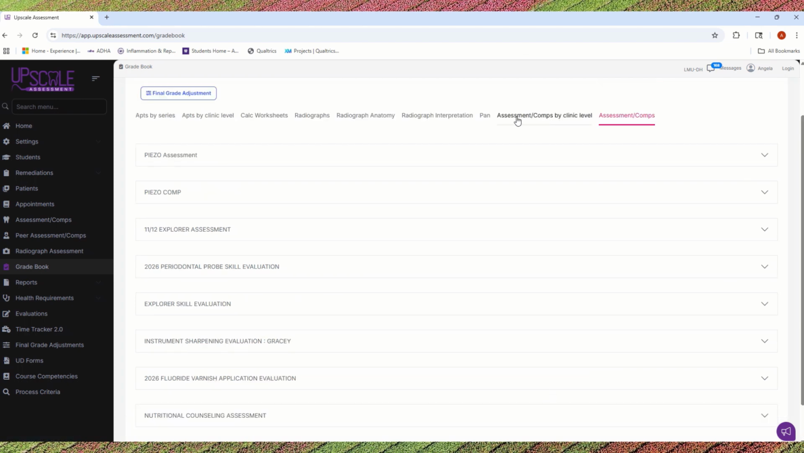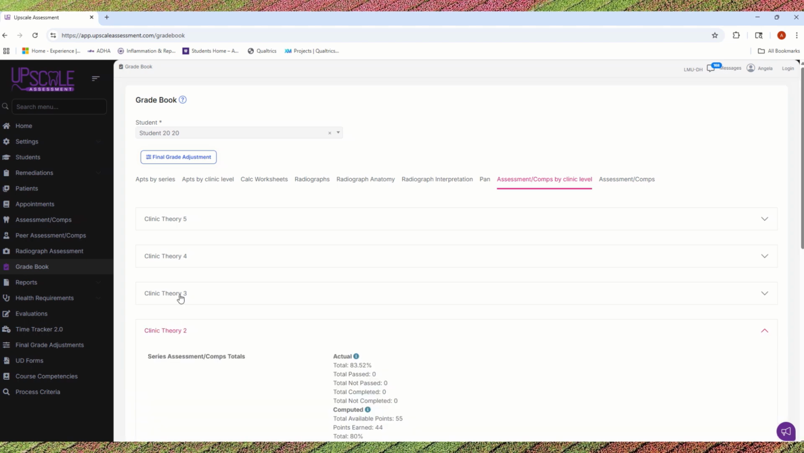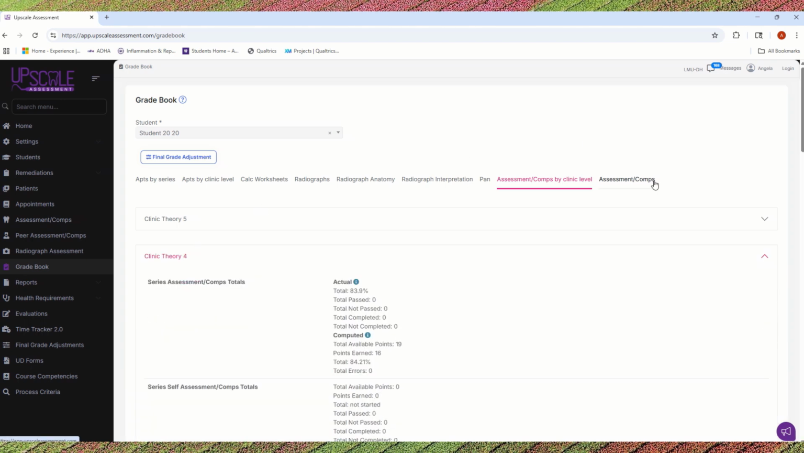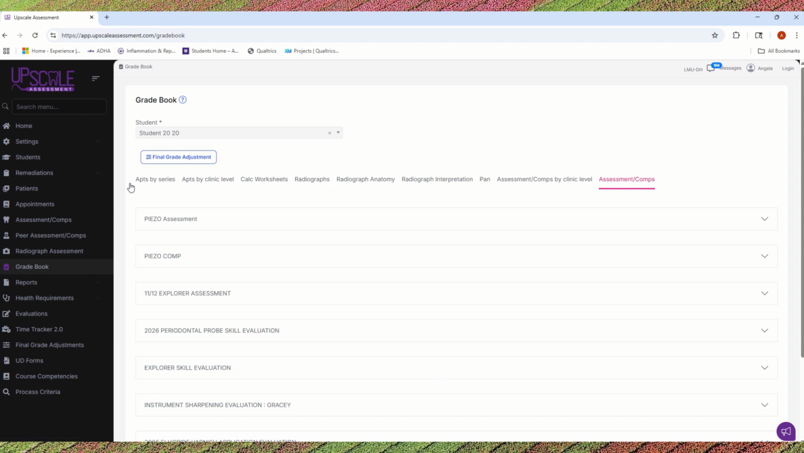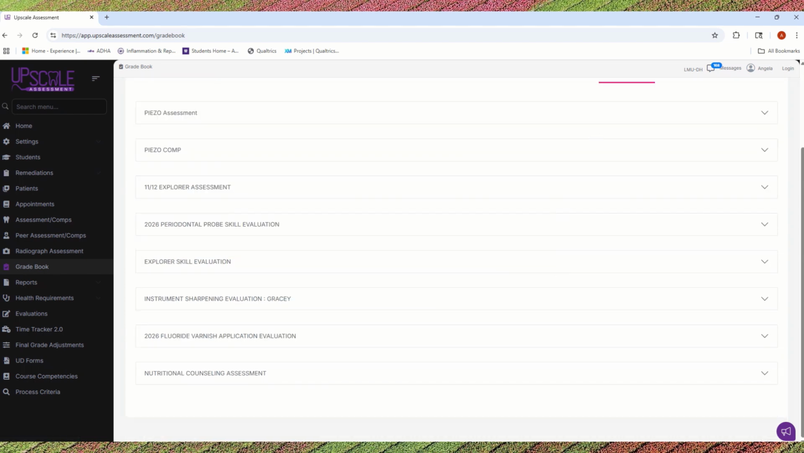So the assessments and comps by clinic level, you can do it by level. Or if you want to know over the entire journey of clinic 1 through clinic 5, then you would use this tab. So that just kind of gives you an idea of what the gradebook looks like. I hope this has helped.